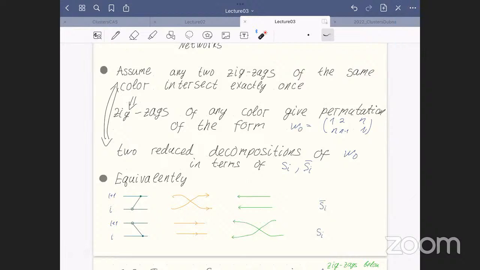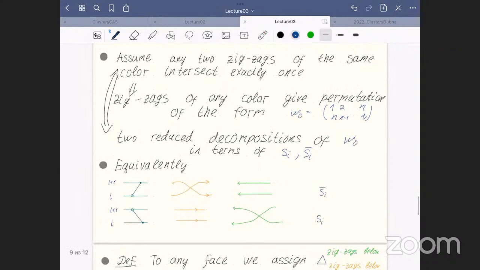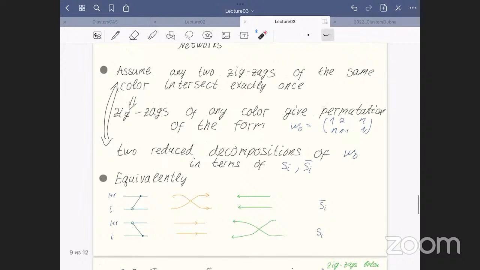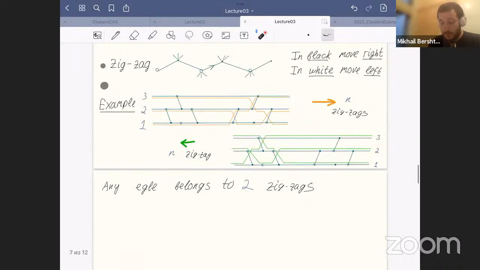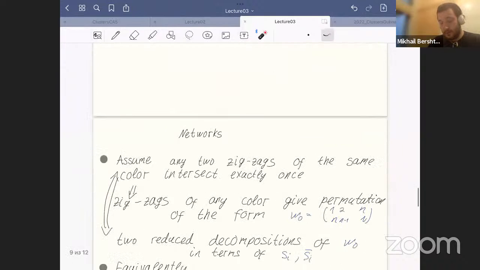What is s_i? Is it some map or what? s_i is a simple reflection in the permutation group. Yes, but it acts on the network. If you want, it acts on zigzags. We can label zigzags by their starting points. So green are labeled by 1, 2, 3, and orange are labeled by 1, 2, 3. And s_i permutes green zigzags, and s_i bar permutes orange zigzags, as you see here.